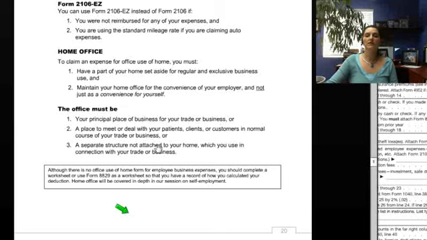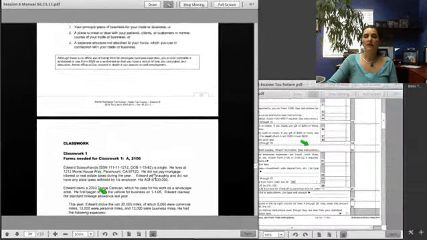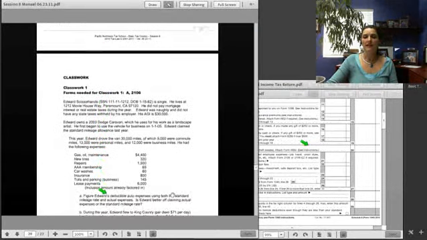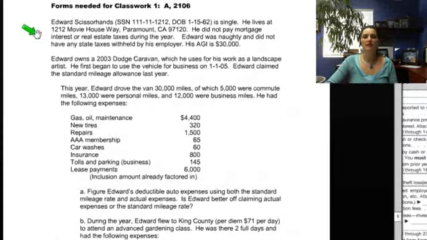So that concludes the Session 8 lecture. It's now time to do some classwork assignments. The first classwork assignment is for Edward Scissorhands. He is single, and he lives in Paramount, California. He did not pay mortgage interest or real estate taxes during the year. Edward was naughty and did not have any state taxes withheld by his employer. His adjusted gross income is $30,000.